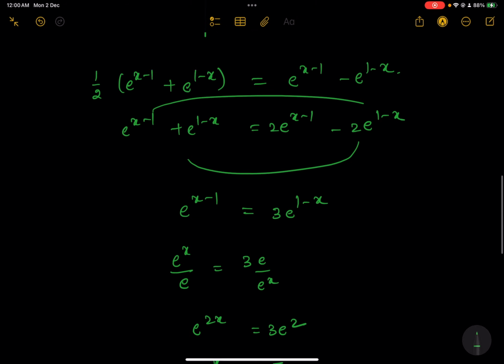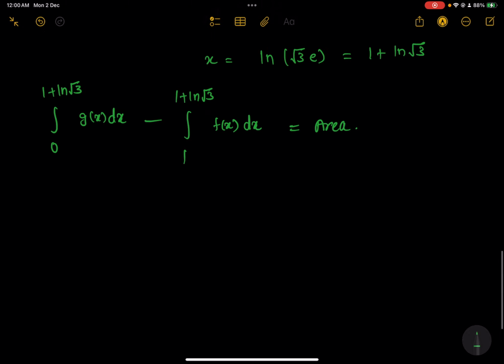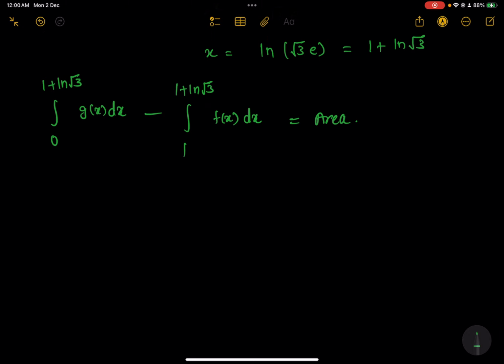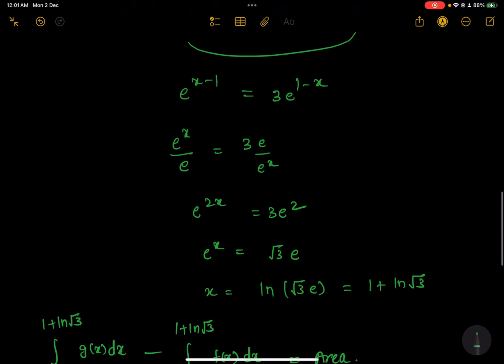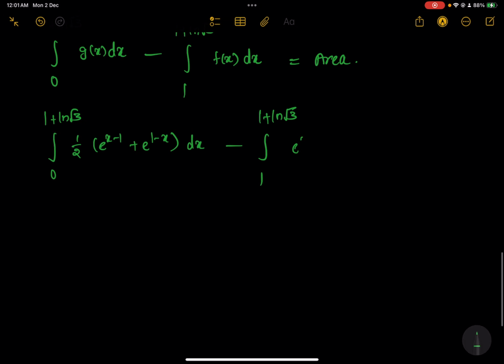Alright. So what is g of x? Half e power x plus 1 plus e power 1 minus x. So let us find out, okay, integral 0 to 1 plus ln root 3 of half e to the power x minus 1 plus e to the power 1 minus x dx, minus integral 1 to 1 plus ln root 3 of f of x, which is e to the power x minus 1 minus e to the power 1 minus x, dx.